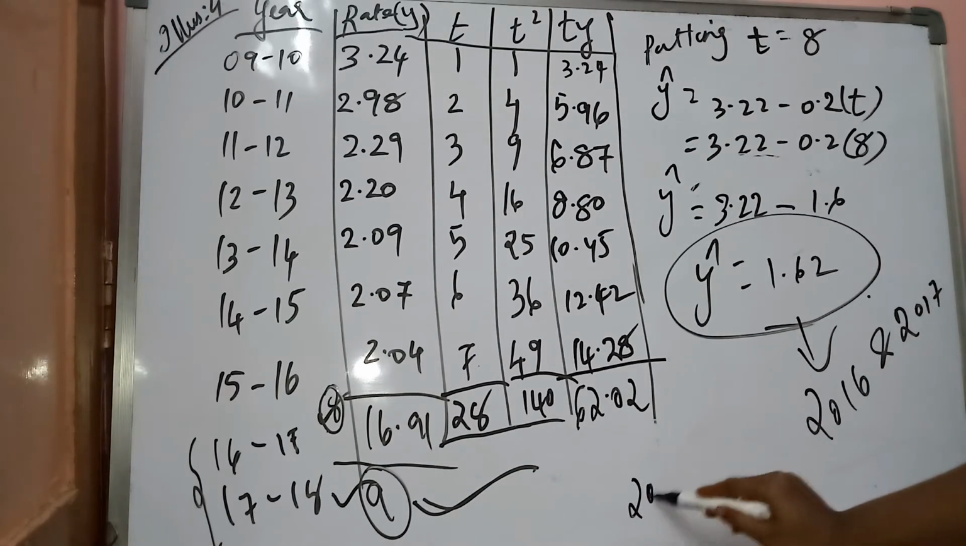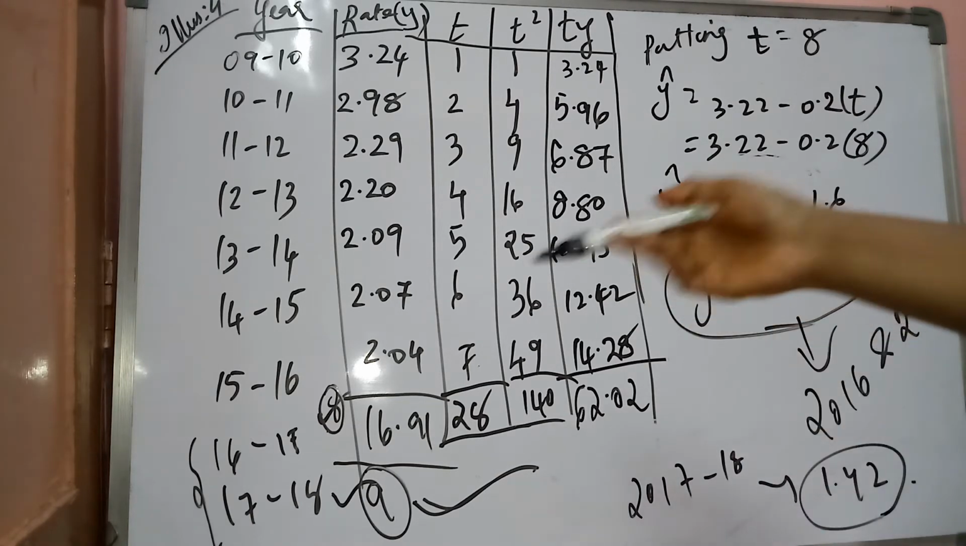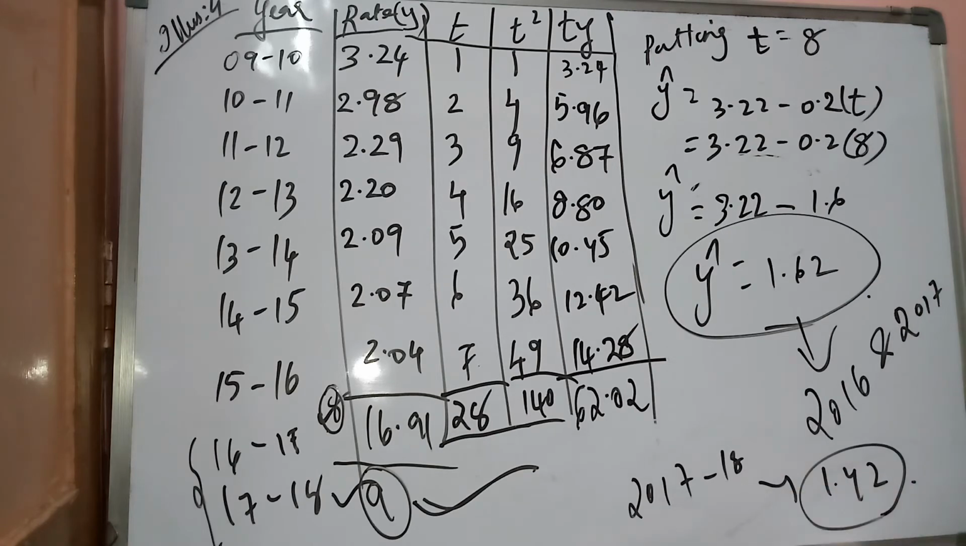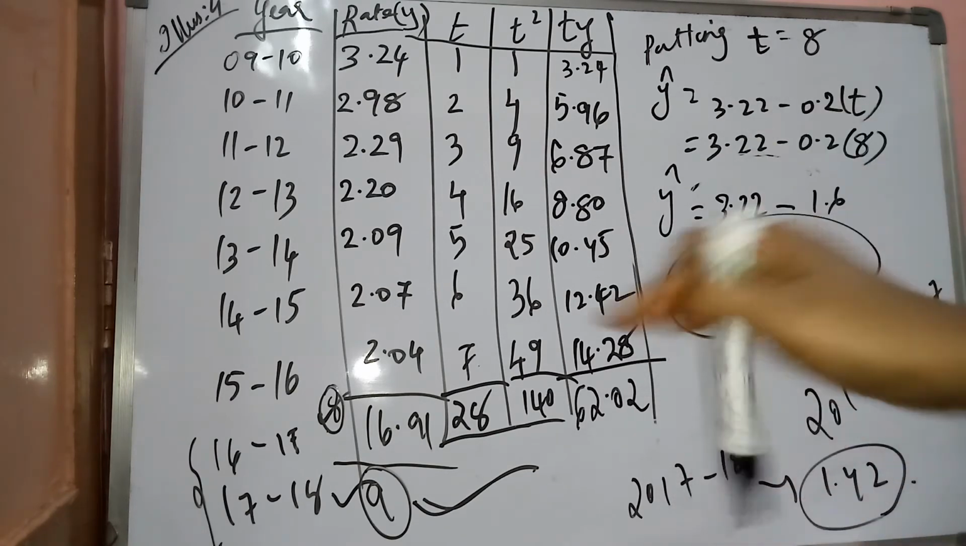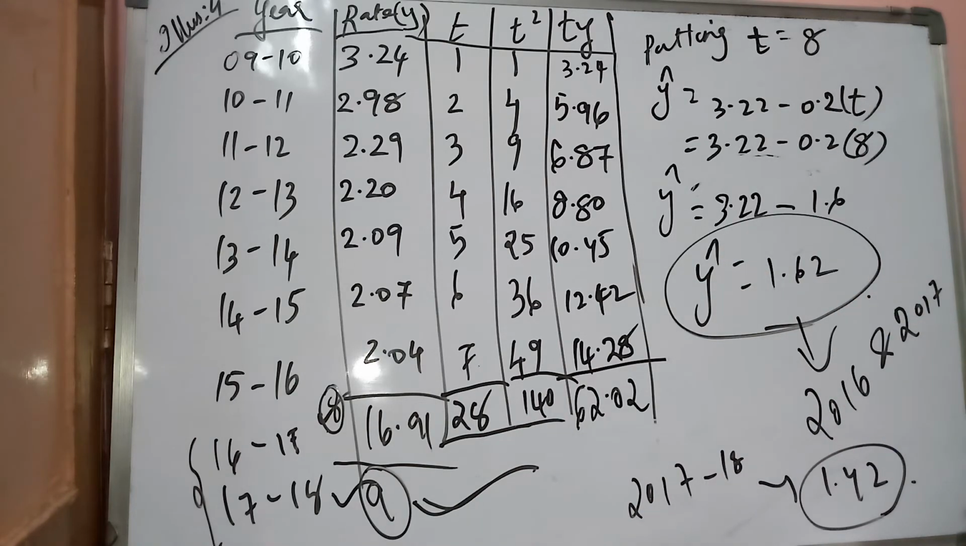And for 2017-18, we found out 1.42. Okay. Clear with this? For 2 years you have to find out. Okay. Not only for 1 year. For both the years you have to find out. So the answers are here on the board.